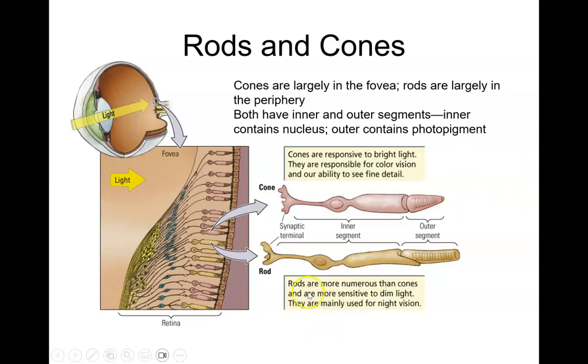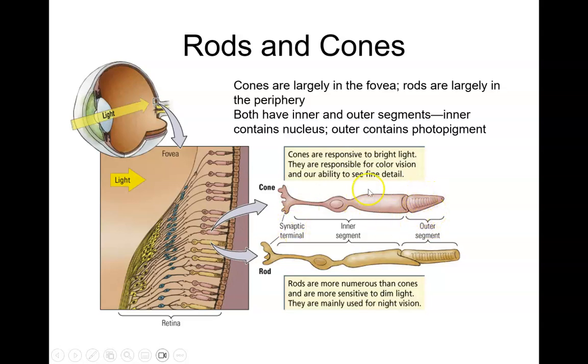Now we have rods. Rods are going to be more numerous than cones. So we actually have more rods than we do cones. And they're going to be working better in dim light. They're going to be also potentially used for objects that are in motion, and they are largely used for our night vision.